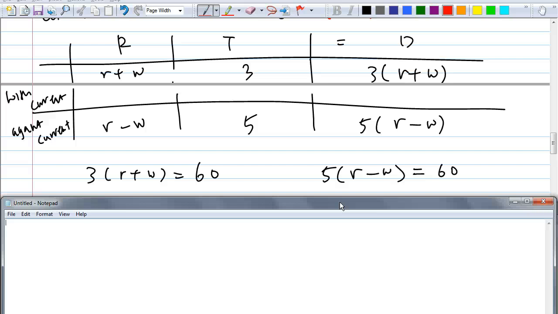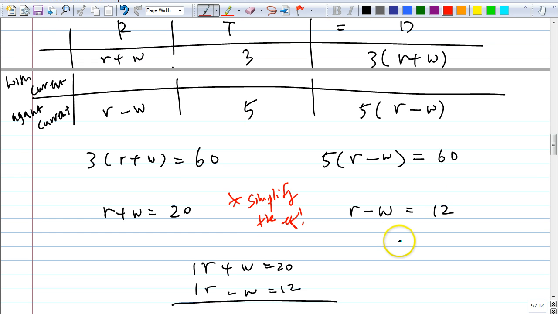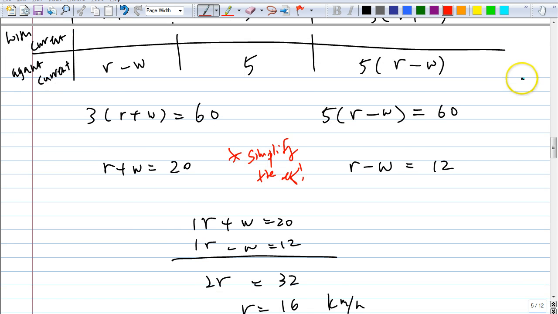Go ahead. Now you should be able to do this without much problem. I'll give you time. All right, Stefan, what do I do? You get R plus W equals 20. Good. R minus W equals 12. You got it. So you want to simplify this first, and then add them together. Viviana, what do I get when I add them together? 2R equals 32. Good. R plus R equals 2R. So 32, and then divide both sides by 2, you get 16.